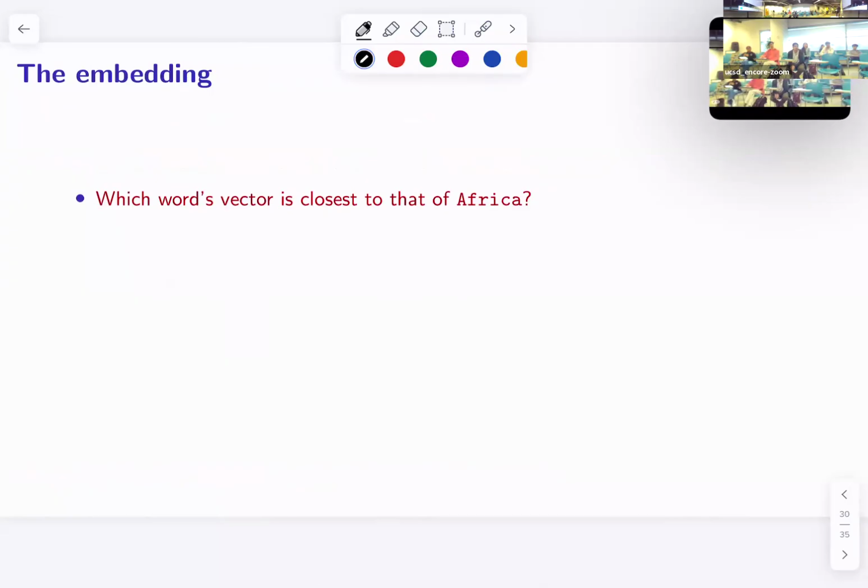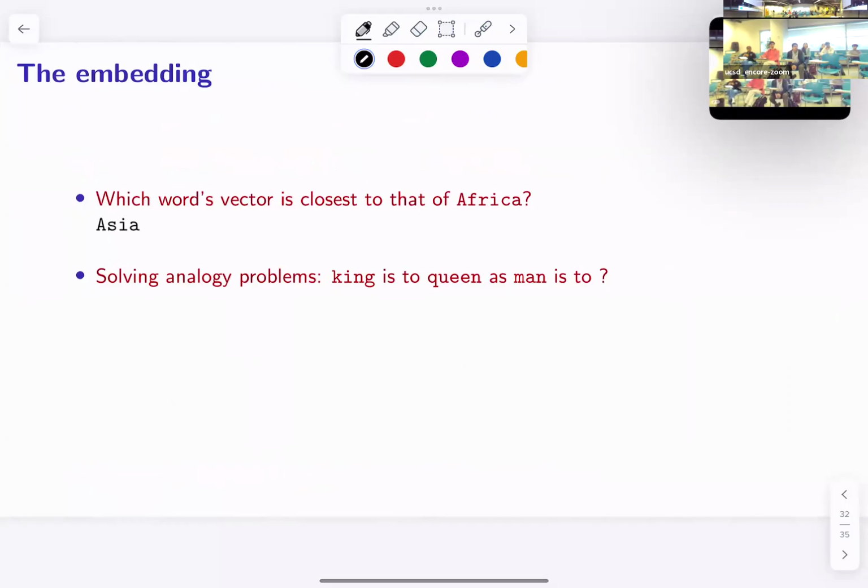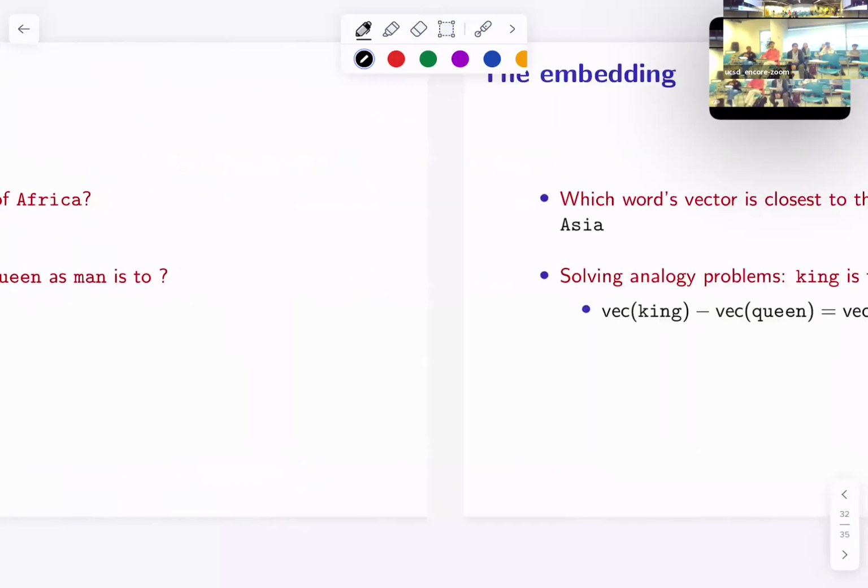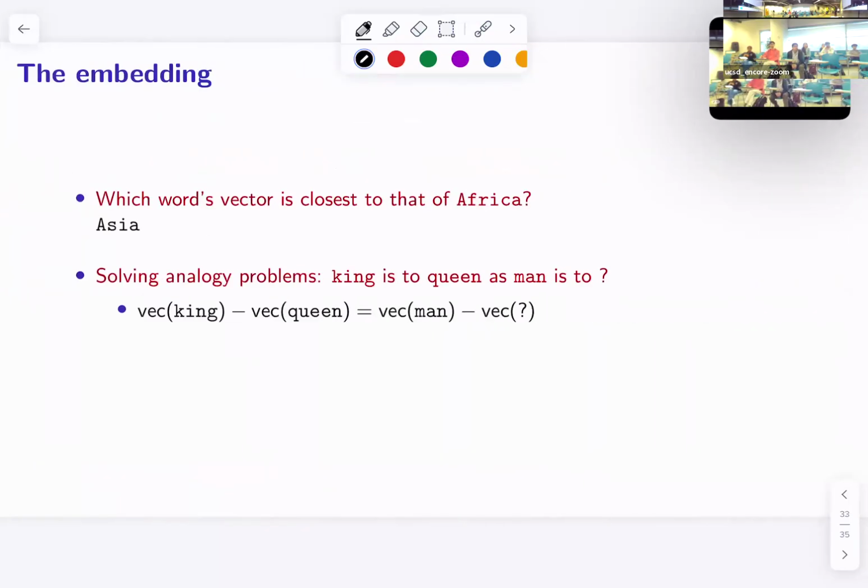And so then you can ask questions like, which word vector is closest to that of Africa? And you might get, for example, Asia. You can even use it to solve analogy problems. Like king is to queen as man is to what? And so what you say is that, look at the vector for king and the vector for queen and the vector for man. The analogy is king is to queen as man is to something. Well, we might expect the corresponding vectors to correspond to this algebraic relationship.